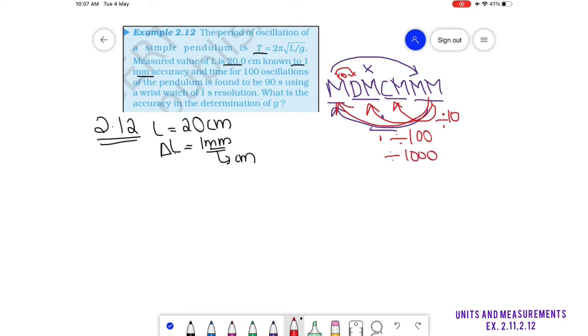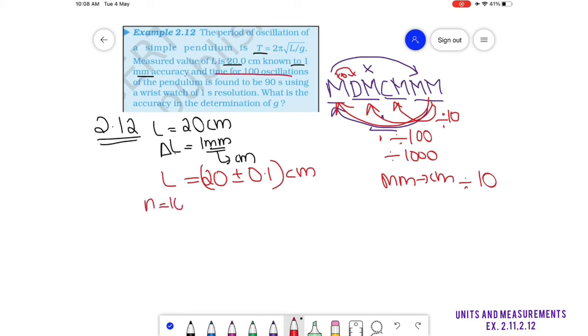Now, in this question, we need to go from millimeter to centimeter. So how do we do that? Divide by 10. So we get L is equal to 20 centimeter plus or minus 0.1 centimeter, because you're dividing 1 by 10.